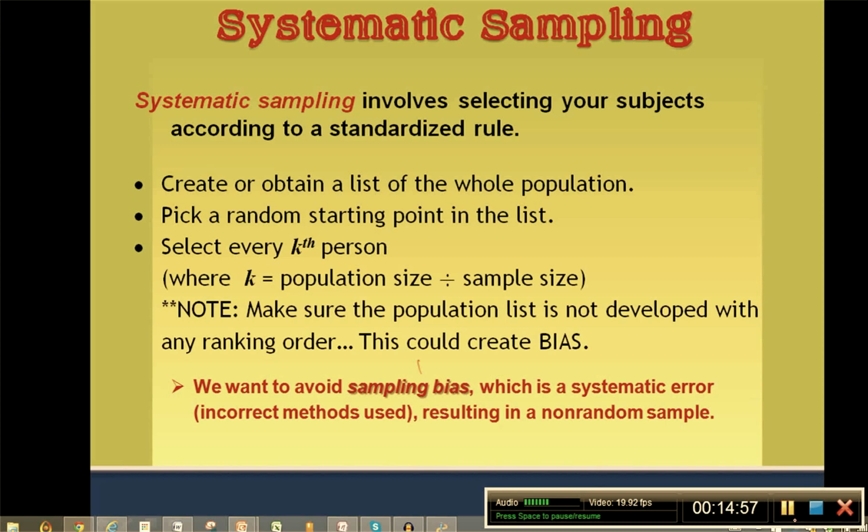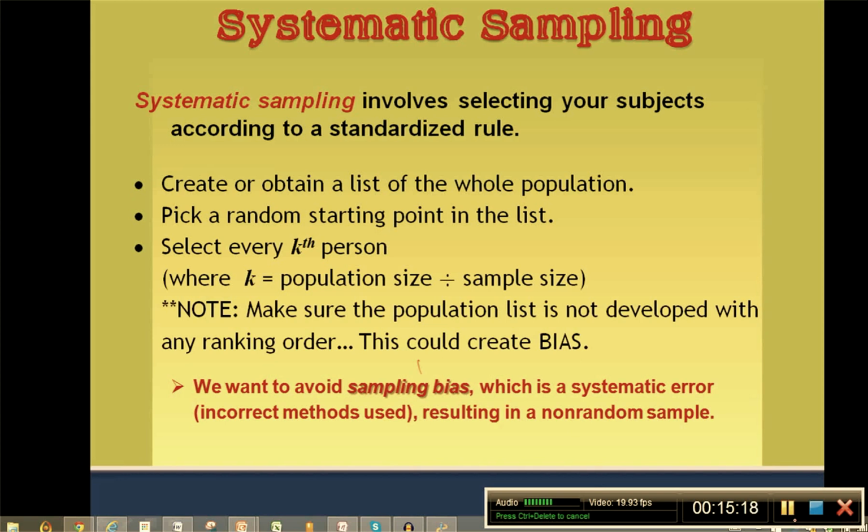Now, the last one, systematic sampling. I think this is one of the simplest ones to remember. This involves, to be real general, selecting your subjects according to a standardized rule. And that's a very general definition of it. But what I have in this little bulleted list is the most prominent version of systematic sampling.